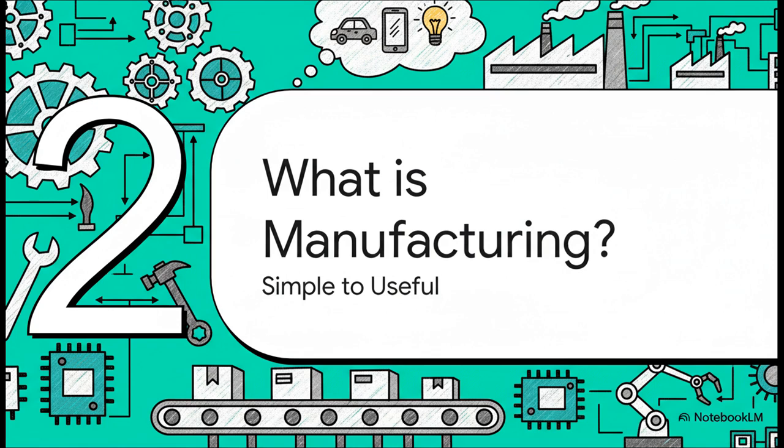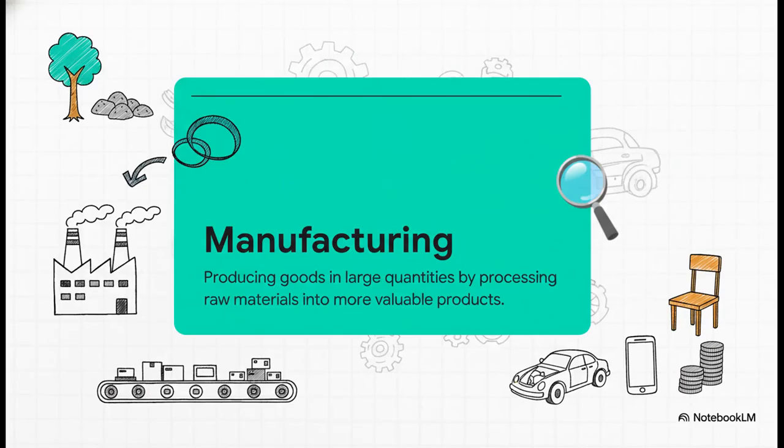And to do that, we first need to get a really clear idea of what manufacturing is. So what exactly is manufacturing? Well, the main idea is this. It is the process of taking raw materials, things from nature like wood or cotton, and turning them into finished products that are much more valuable. And this is a key point. This is usually done in large quantities. Let me say that again because it's very important. Manufacturing is the production of goods in large quantities after processing raw materials to make them more valuable.